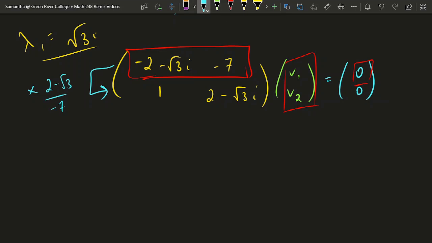You can take for granted that when you're trying to find an eigenvector, the only thing that you need to care about in this class is the top row. So I'm going to take for granted that the second row is redundant, and I'm going to focus on making the top row of this product equal 0. So I'm going to focus on making -2 minus root 3i times v1 plus -7 times v2 equal to 0.